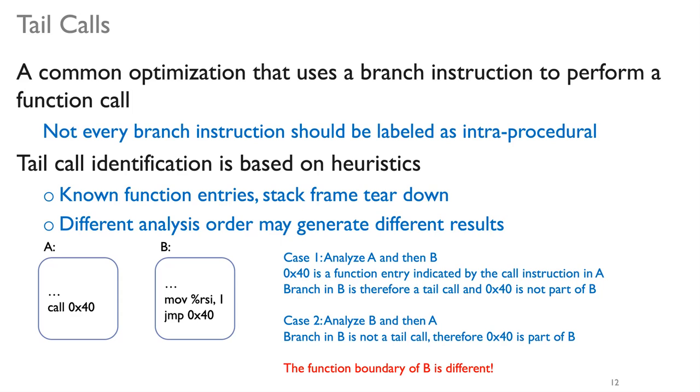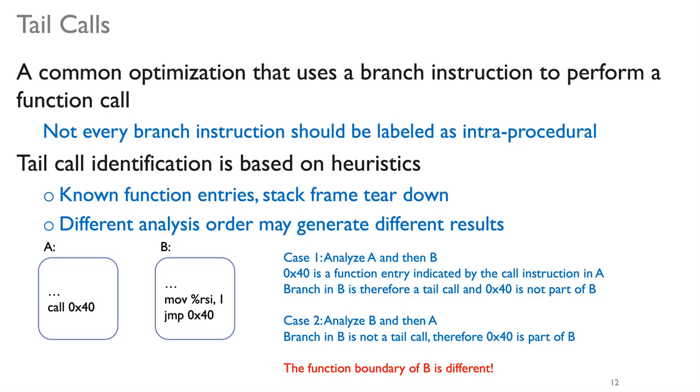Consider the example shown in the diagram where we have function A and function B. A includes a call instruction to address 0x40, and B includes a branch instruction to the same address. Now let's examine the function boundary of B in two cases. In the first case, we first analyze function A and then B. We will find that address 0x40 is a function entry because it is a target of a call instruction. When we proceed to analyze B, we will find that the branch instruction's target is a known function entry. Therefore, the branch is a tail call, and 0x40 is not part of function B.